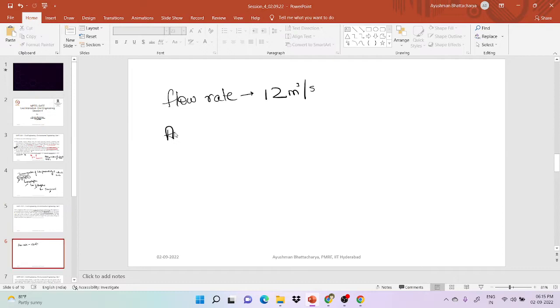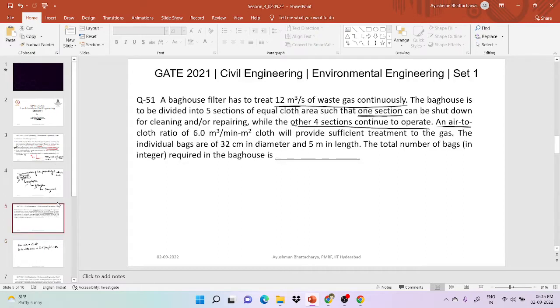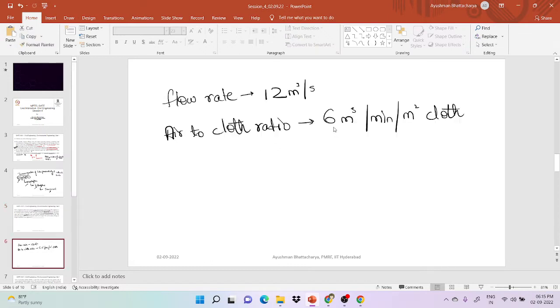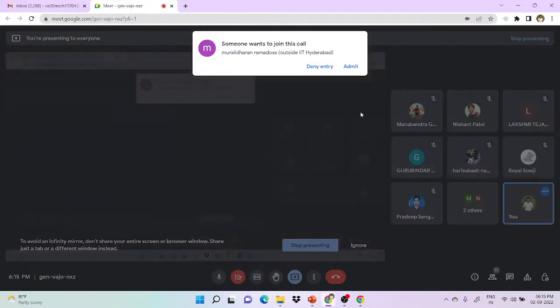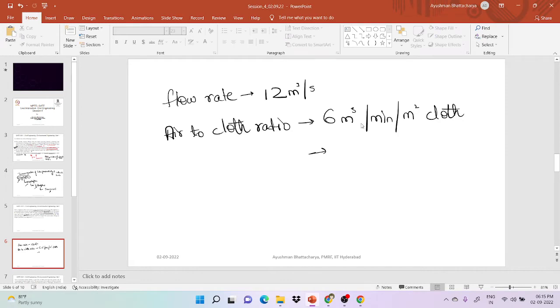So the air to cloth ratio is 6 meter cube per minute per meter square cloth. This is what they have mentioned.